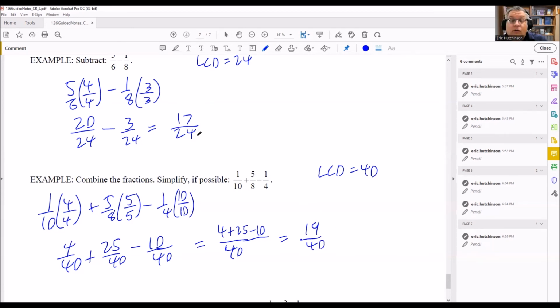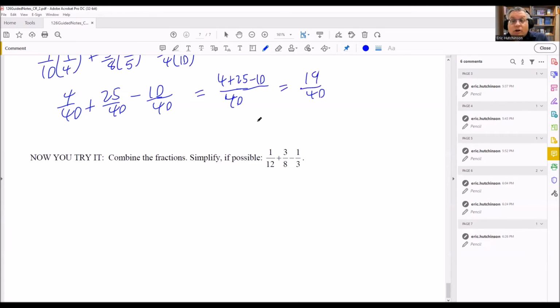For all these, you want to look for whether you can reduce them or not. In this case, we couldn't divide any of those. 17 over 24 is reduced, and 19 over 40 is also reduced. Okay, so here's another one that has 3 fractions. Again, this process is the same. You want to get the LCD for all 3 of these. Okay, so start with the largest number, 12. 12 divided by 8, no, doesn't go in there. So we know 12 is not the LCD.